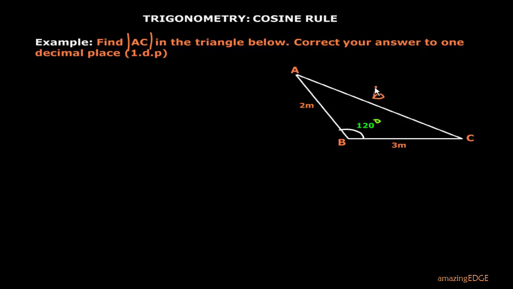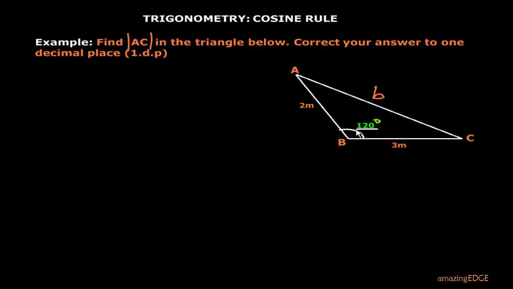Somebody might be wondering, why can't we use sine rule here? Remember that sine rule says you must be given two sides and also the angle, but the angle must be facing one of the sides. Now these two sides we are given are 2m and 3m, and this angle of 120 degrees is not facing any of the sides. So if you want to apply sine rule here, it's not going to work, because the only angle we are given is not facing any of the given sides.